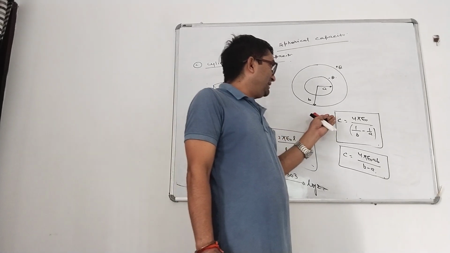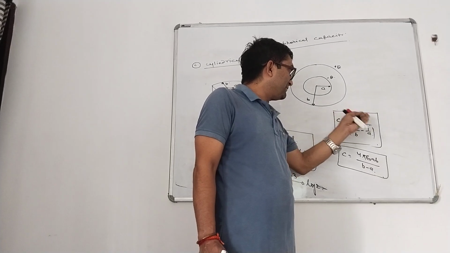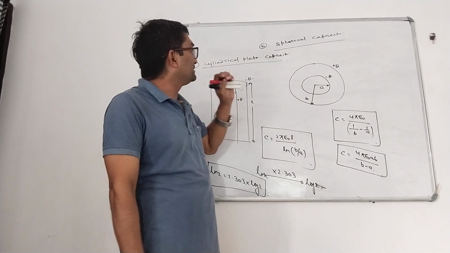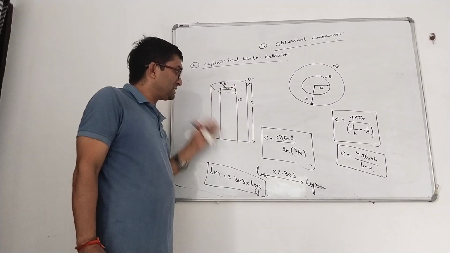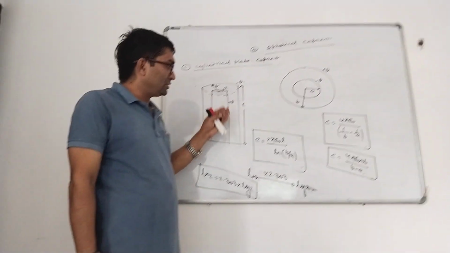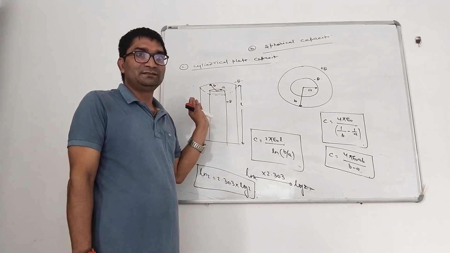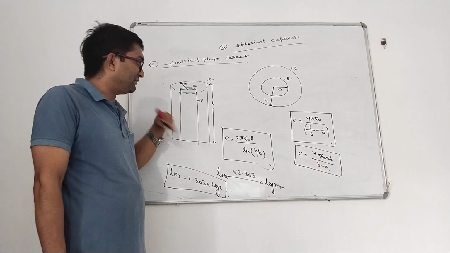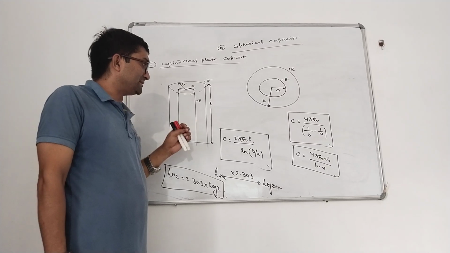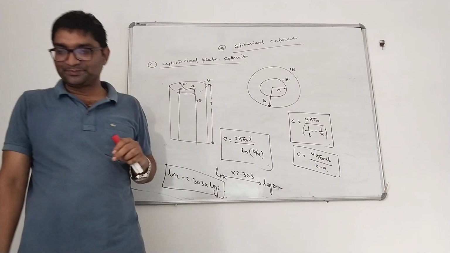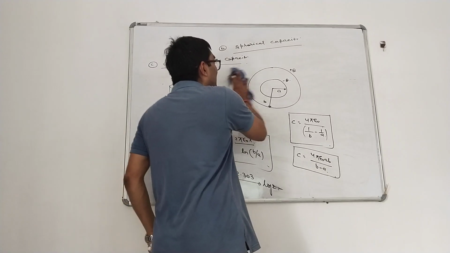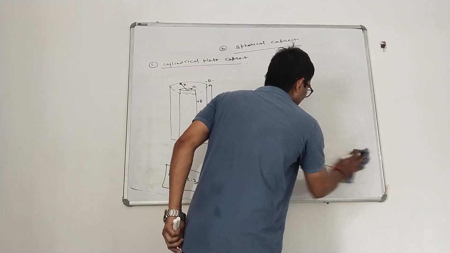And finally I will get 4 pi epsilon naught, 1 upon B minus 1 upon A. This is the capacity of a spherical plate capacitor, and this is the capacity of a cylindrical plate capacitor. Their derivation is also similar to that, and I will derive their capacity. Now the third type of capacitor is a Z-shaped capacitor.